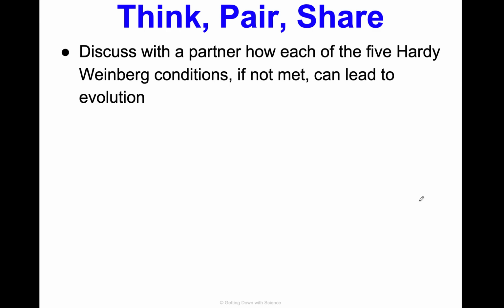Turn to someone in the room and discuss with a partner how each of the 5 Hardy-Weinberg conditions, if not met, can lead to evolution. So, turn to your dog or your cat or your parents or your friends or your auntie and explain to them how each of these 5 Hardy-Weinberg conditions, if not met, can lead to evolution. They're going to think you're crazy, but you should do it. All right, do that.